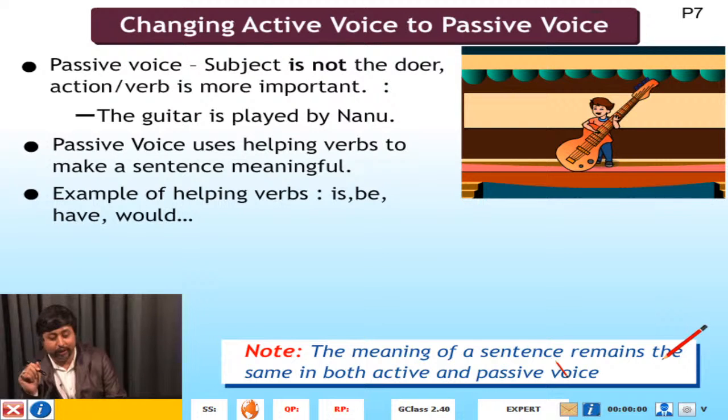So passive voice uses helping verbs to make a sentence meaningful. Example of helping verbs: is, be, have, would, before. Helping verbs, we can also call them be verbs, right? So passive voice uses all that.